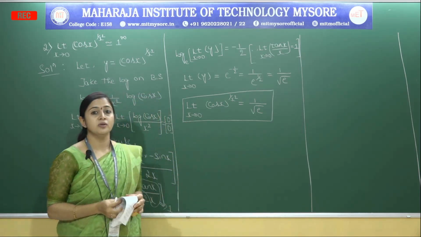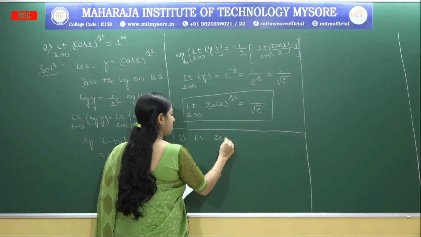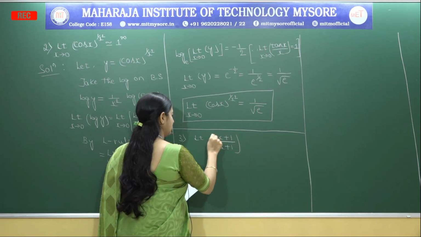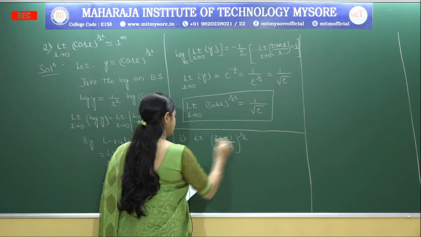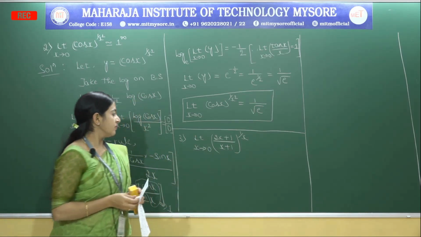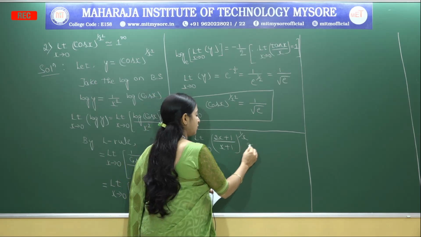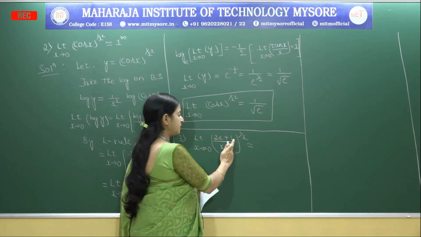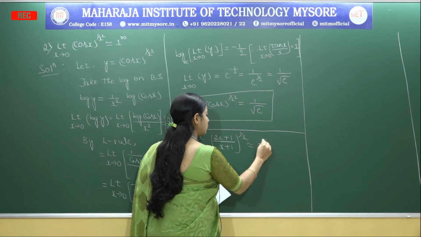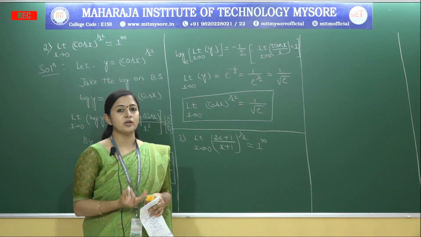That is the problem. Third one: the limit of 2x plus 1 divided by x plus 1, power 1 by x, as x tends to 0. First you apply the limit as x tends to 0. The first part is 0 plus 1, you will get 1, the denominator is also 1. So it tends to 1 by 0, which is infinity. So the given problem tends to 1 power infinity.